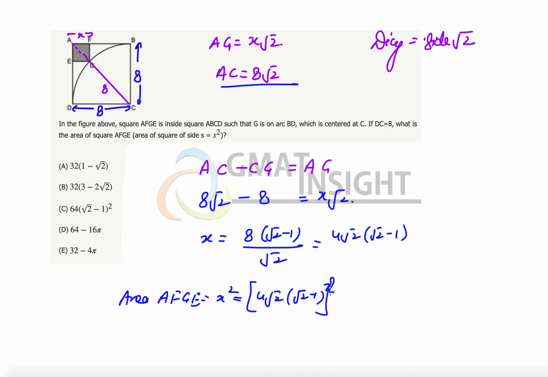So now we square it: 4 squared becomes 16, root 2 squared becomes 2, and (root 2 minus 1) squared. Now we are going to use the algebraic property (a minus b) whole squared, which is a squared plus b squared minus 2ab, that's the property we have used. So 32 times (3 minus 2 root 2), that should be our answer, which is option B.